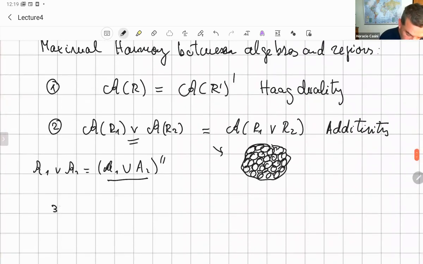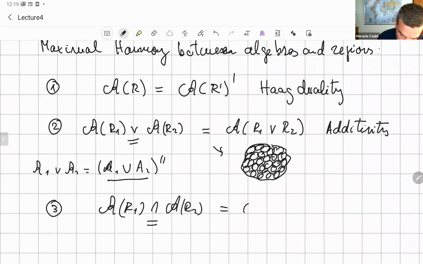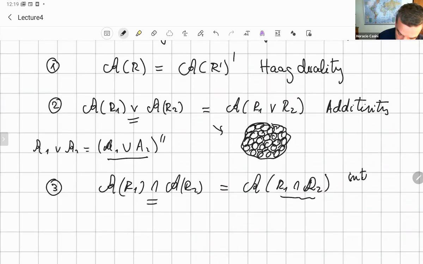A third relation that you could expect is that the algebra of R1 intersected with the algebra of R2, this intersection being always an algebra, is equal to the algebra of R1 intersection R2, which is also always a causal region. This we can call the intersection property.